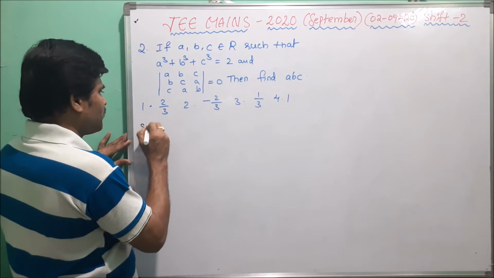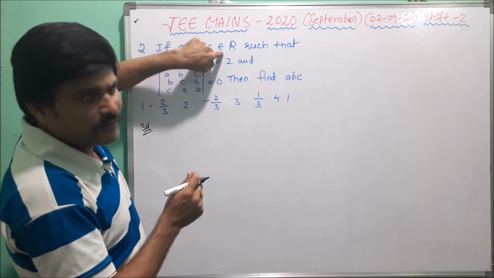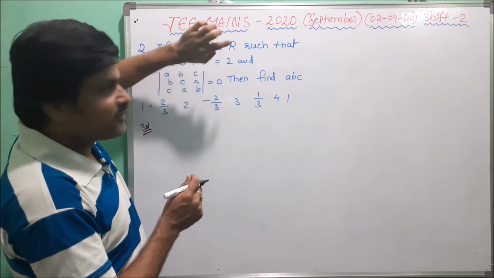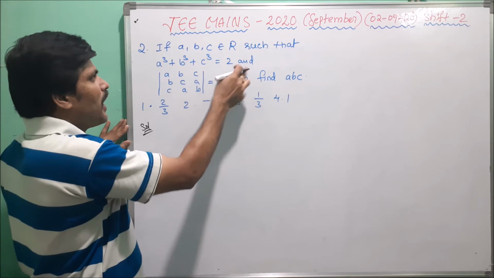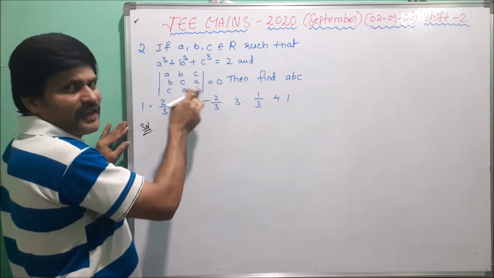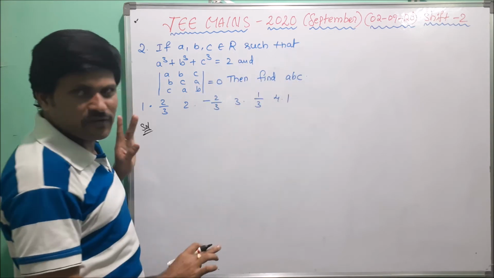Now the second one is: if a, b, c belong to R, that means a, b, c are three real numbers such that a³ + b³ + c³ = 2 and the determinant |a b c; b c a; c a b| equals 0. Then find a into b into c equals to.